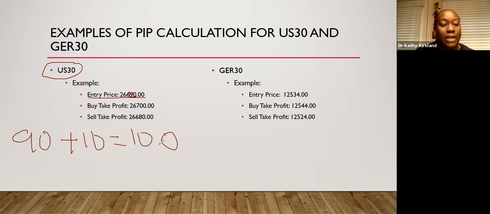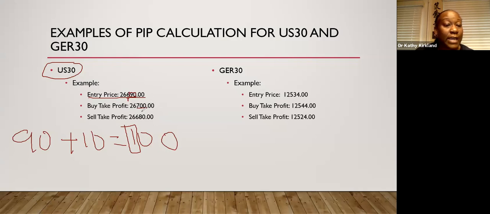Now, when you have a 3-digit number after you've calculated your pips, you have to do something a little different. You have to take the first number and add it to the very next number, which is that third number before the decimal place. That'd be 6. So I'm going to add it to that 6. That gives me a 7. And then I will add the 2 zeros in the first and the second number before the decimal place. That would give me 700. So my buy take profit is going to be 26,700.00. That's how you calculate the buy.